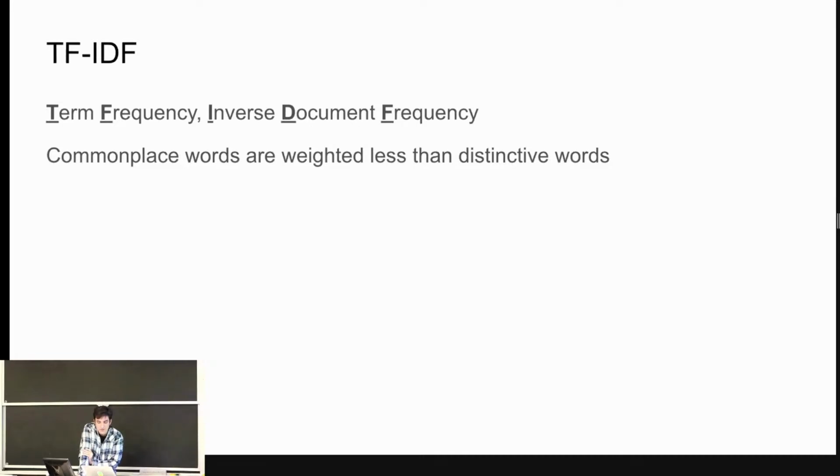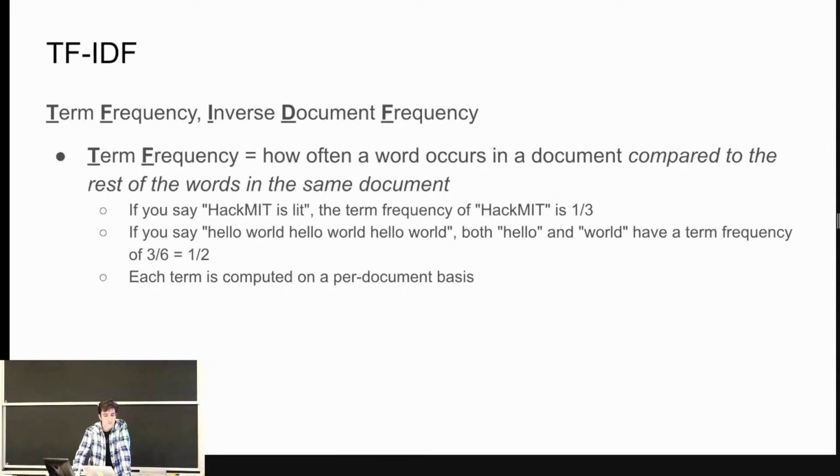So this was part of the pun at the start of the presentation: the TF-IDF you all saw, and that stands for term frequency, comma, inverse document frequency, which are two numbers we're going to compute. And at a high level, what this does is it lets us weight commonplace words less than more distinct words.